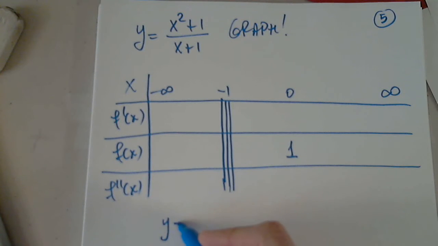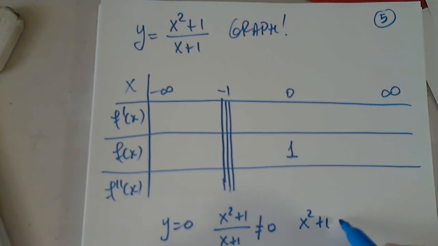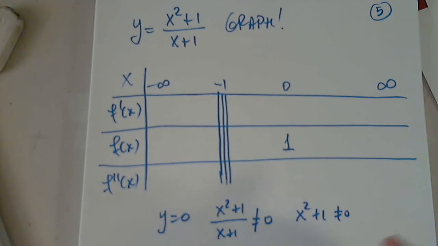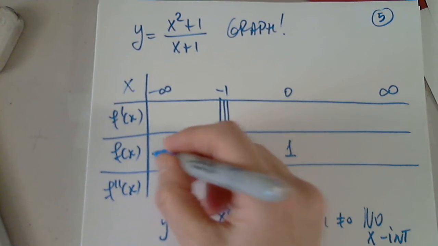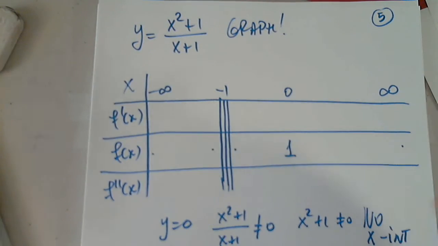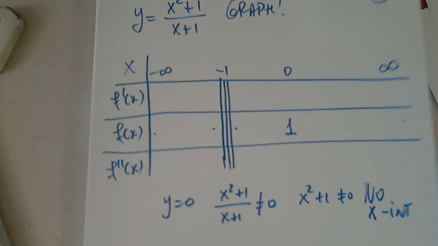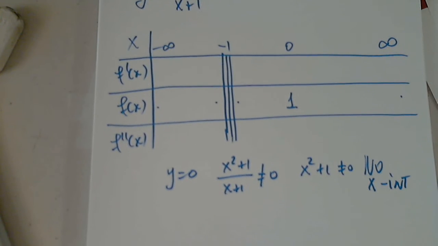When I set y equal to 0, (x squared plus 1) over (x plus 1) will never be 0 because x squared plus 1 is never 0. So there are no x-intercepts. So the only thing I need to determine are these, and then I can move on to the first derivative.